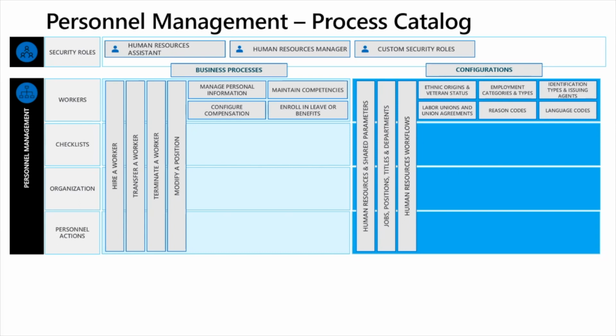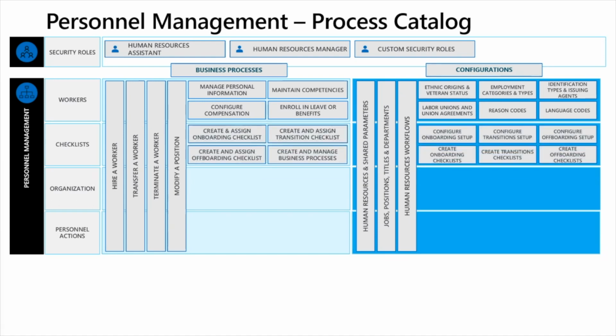Focusing in on just the worker-related processes, we have things like ethnic origins, veteran status, employment categories and types, identification types and issuing agencies, labor unions and union agreements, reason codes and language codes, etc. Many of these configurations are optional, but you will want to consider your downstream processes and reporting requirements when deciding which features to enable.